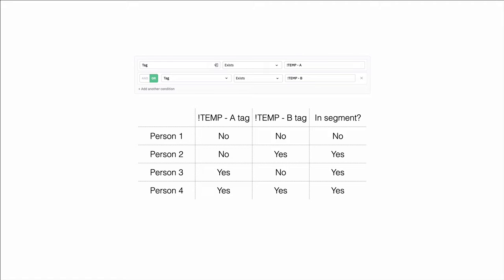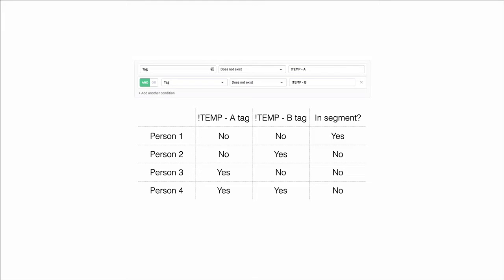This is or logic. It's one or more. So we're looking for somebody that has at least one of those tags, either temp A or temp B or both. And 3 of the 4 do. Person 2, 3, and 4 have that condition.